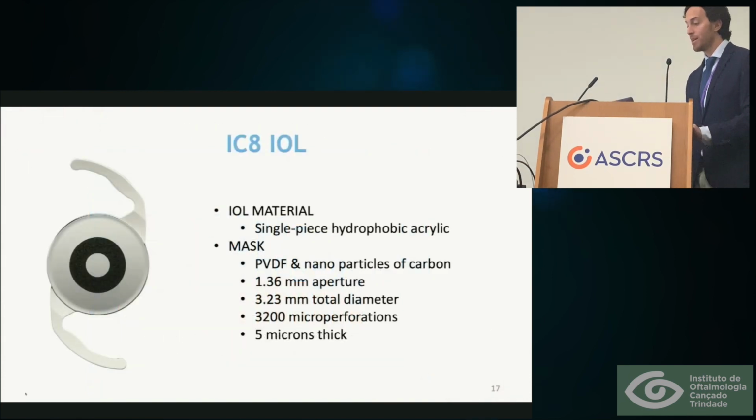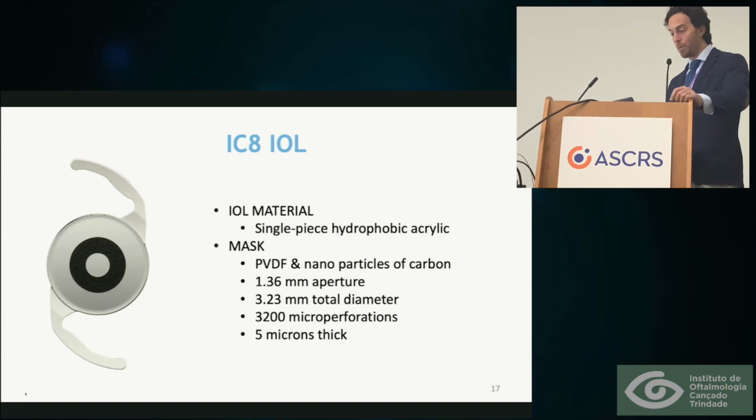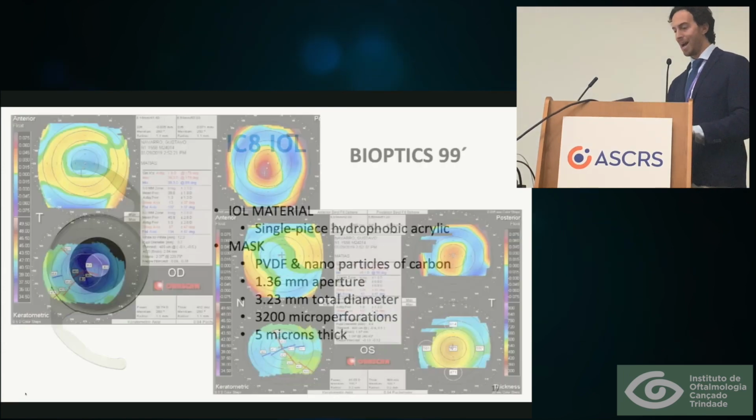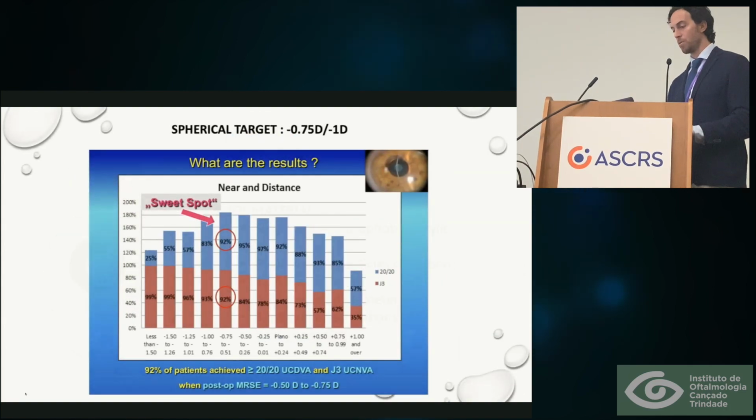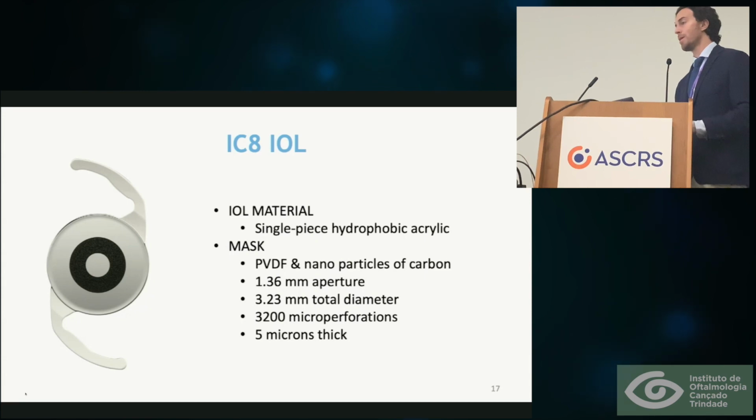The IC8, it's hydrophobic. It has 1.36 millimeters of aperture. It has 3.23 in the total diameter, and that's one of the differences. And this difference I want to highlight because I truly believe that the extra focus is the best by far for aberrations, by far.